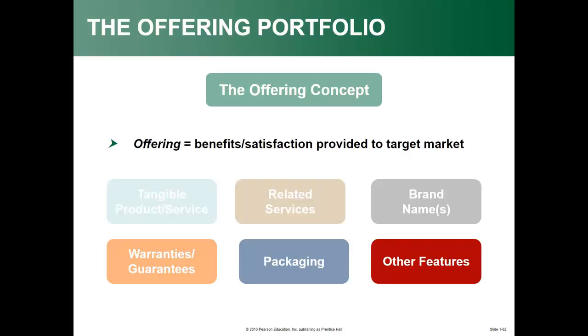Brand name is going to go into this. The brand itself is part of the offering or product concept. We're going to talk more about that later in this chapter. Any types of warranties or guarantees. So again, back to the car example, a lot of cars come with a variety of warranties. Some of those are provided by the actual automobile manufacturer. Some of those are provided by the dealership themselves. Same with brand names.